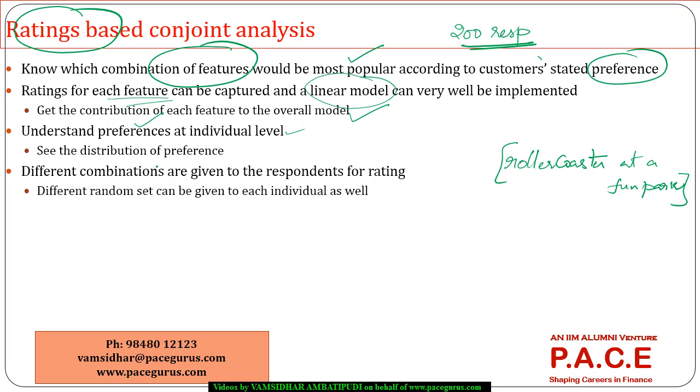So different combinations are given to the respondents for different ratings. So I can give even the same combination to all of them, or I can give different sets of combinations to each one of them. But that is what will be the base for creating a hierarchical linear modeling problem.